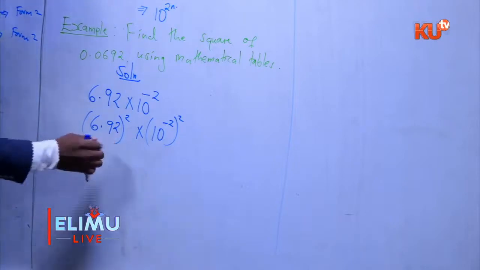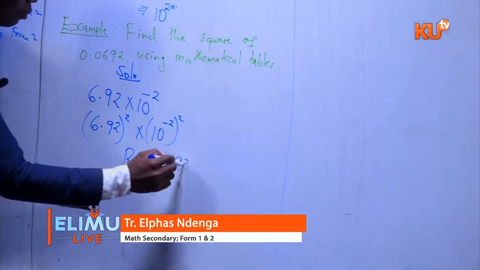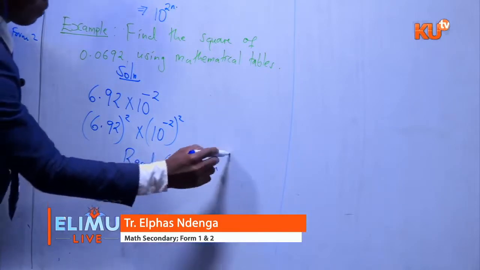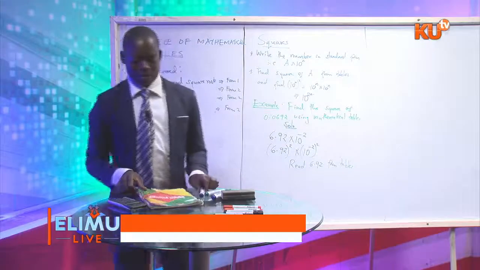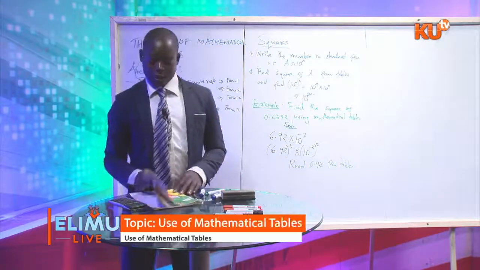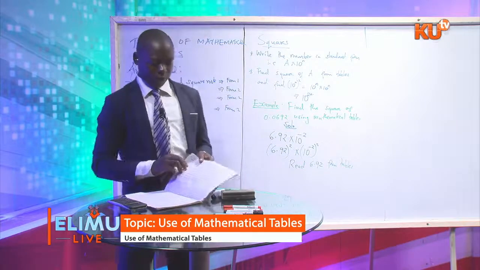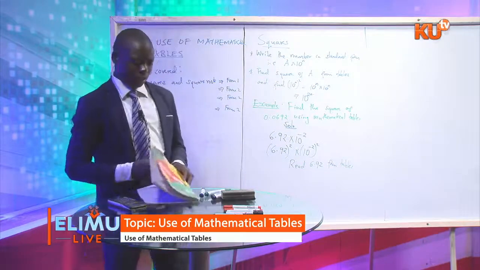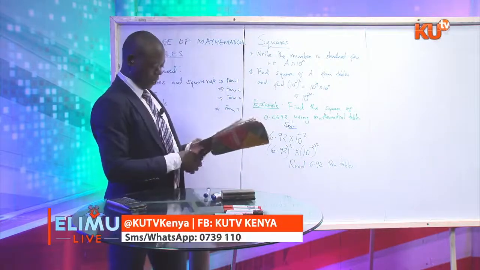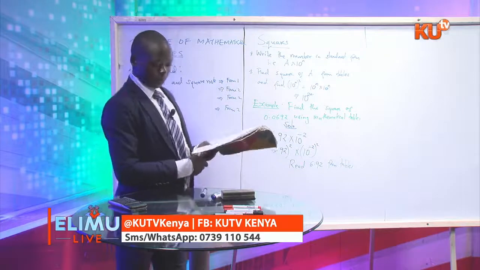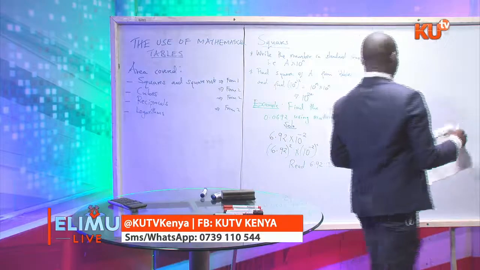We shall read this from the table. So we shall read 6.92 from tables. So my students, can we now turn to the columns for squares? And if you are using the 6th edition, which is the recommended edition as at now, then that should be on your page number 19. That is where we have squares, page number 19 of your mathematical table.